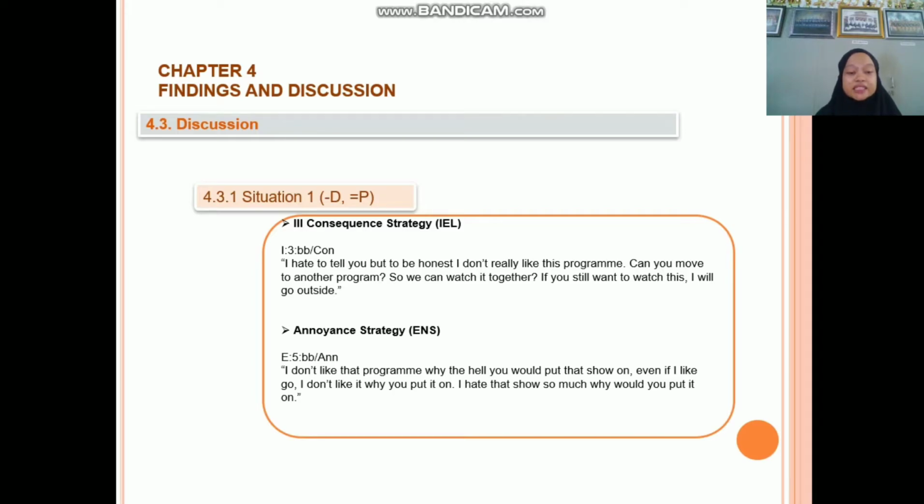And the second is the annoyance strategy by English native speakers. Similar to ill consequence, the annoyance strategy can express disapproval concerning a certain state of affairs he or she considers bad for him or her. However, the action doesn't have a direct impact on the complainer.